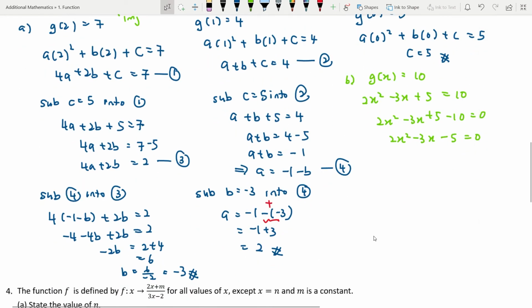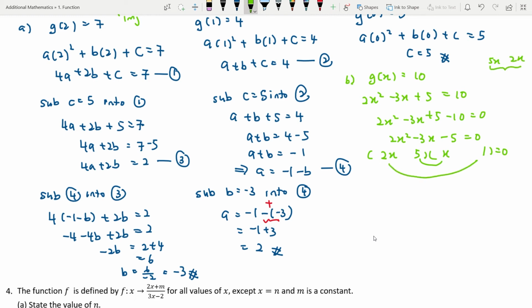Then we factorize it. 2x squared can be separated into 2x and x. 5 can be separated into 1 and 5. Let's try putting 5 here, 1 here. Here we get a 5x. Here we get a 2x.